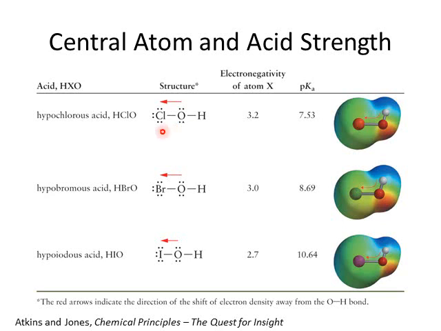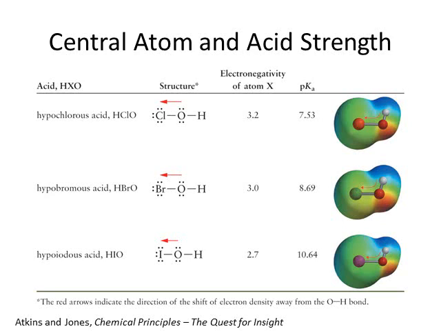So let's look first at changing what the central atom is. Here, we've changed from chlorine to bromine to iodine. And you can see that as you go from chlorine to bromine to iodine, the acid strength decreases. The pKa increases, so the Ka actually decreases, as the electronegativity of the atom decreases.